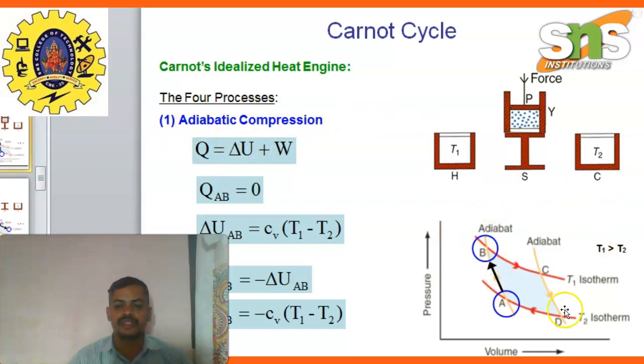Adiabatic compression: T1 isothermal, T2 also isothermal, there is no change. For adiabatic compression, Q equal to internal energy del U plus work done. Q AB equal to 0. Del U AB equal to CV, constant value, T equal to T1 minus T2. So W AB equal to minus del U AB, work done AB equal to minus CV into T1 minus T2.